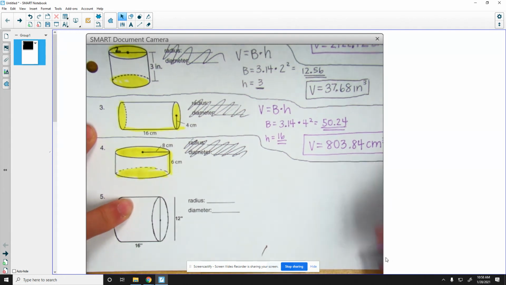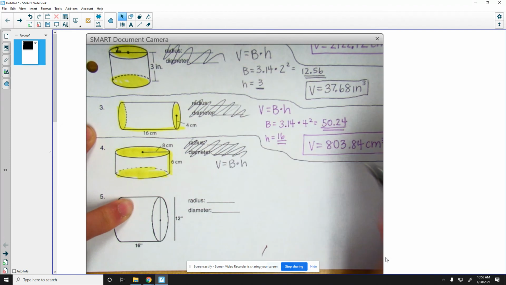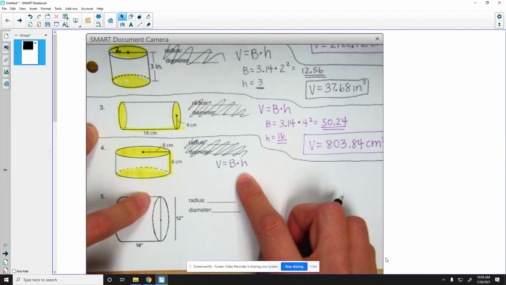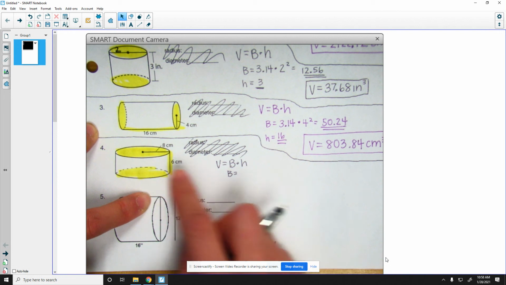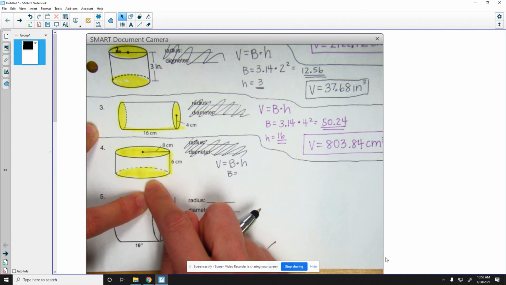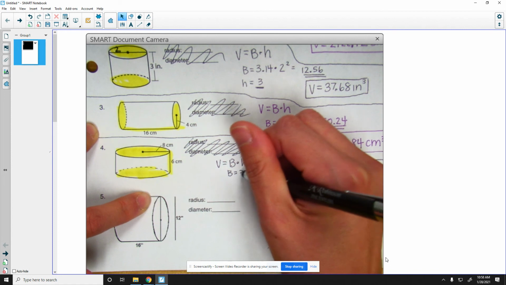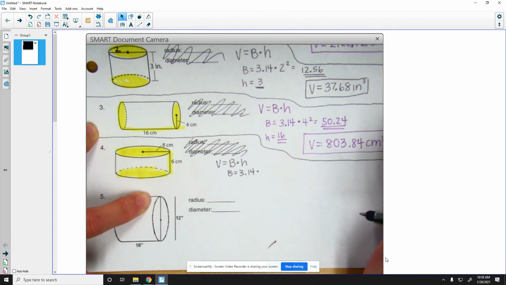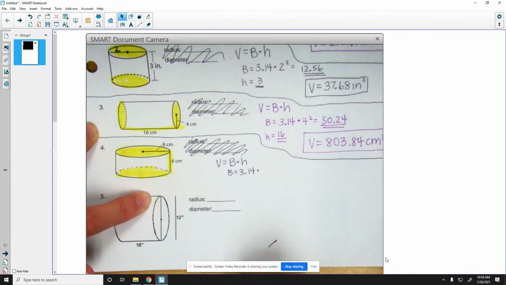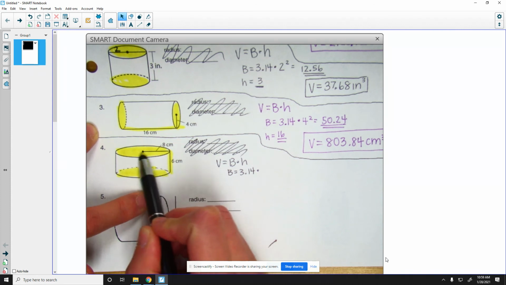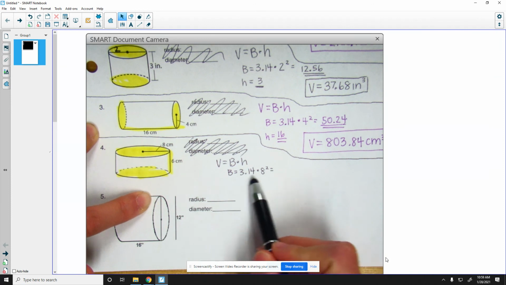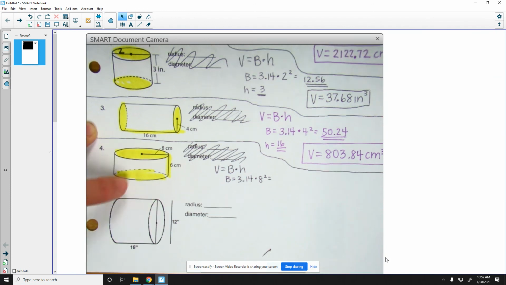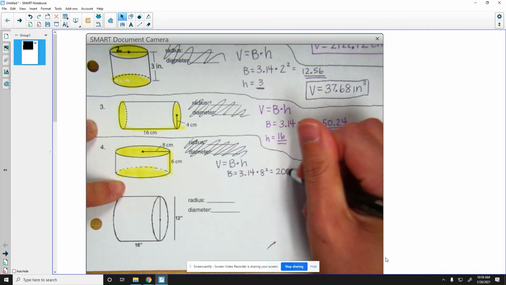Okay, so let's find the volume. Volume is base times height. Area of the base, right? Capital B means area of the base. My base is a circle, so I have to use the circle formula. So pi r squared, 3.14 times, Valeria, what number is my radius here? 8. From center to side, it's the halfway one. So it's 8 squared. Tyler, did you multiply that out yet? Yeah, I got a 200.96.